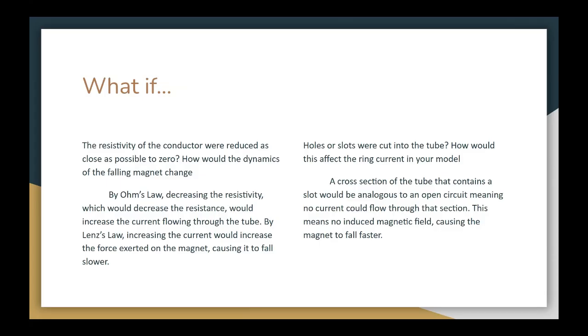And then what if holes or slots were cut into the tube? How does this affect the ring of the currents in your model? So a cross section of the tube that contains a slot would be analogous to an open circuit, meaning no current would flow through that section, which means no magnetic field would be induced, causing the magnet to fall faster.